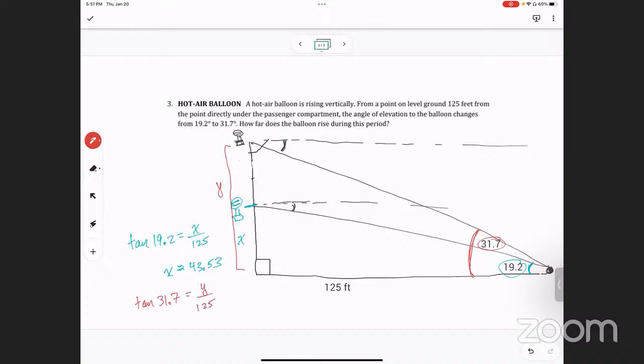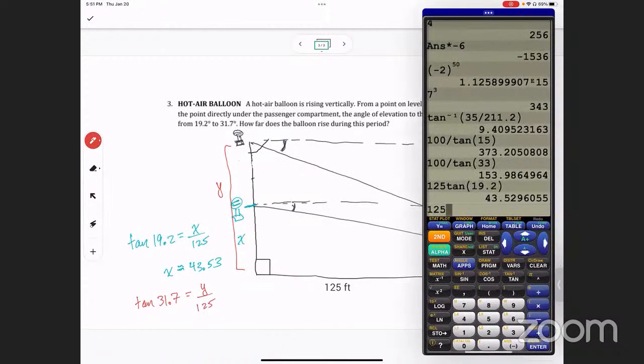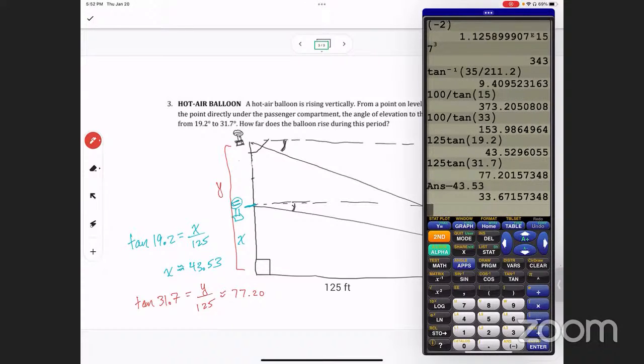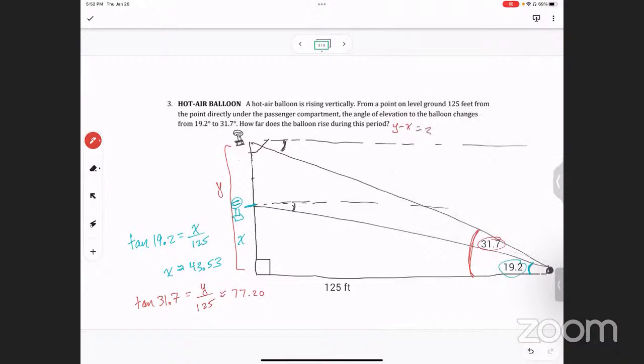Perfect. Tell me what that equals. So it's gonna be 125 times the tangent of 31.7, and you get 77.2. And then if you're rounding to 2, it'll just be 0.20. Yeah. Good. And when you subtract them, you get 33.67. So this is Y minus X, which is 32.67. Very good. Perfect. And these are feet. We're in feet. Awesome.